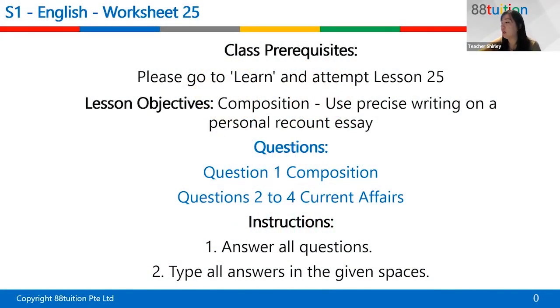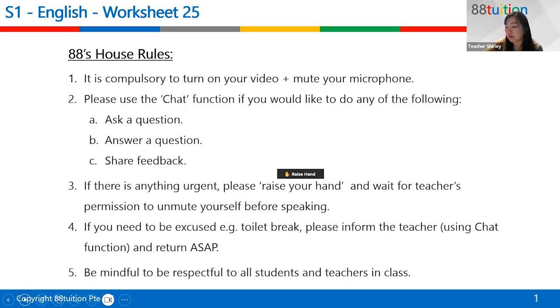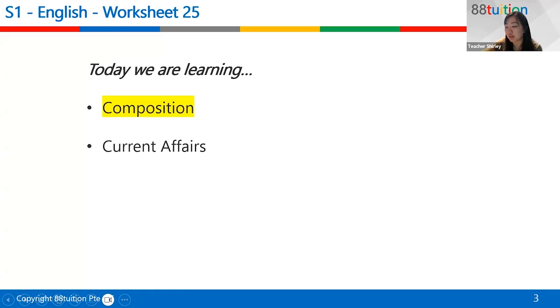Okay, so using precise writing on a personal recount essay. In this case, question one is on composition, and then the rest are current affairs. But in terms of compo, I think we might spend a little bit more time on it, because today is basically covering precise writing. There are four things that we want to focus on in terms of precise writing.